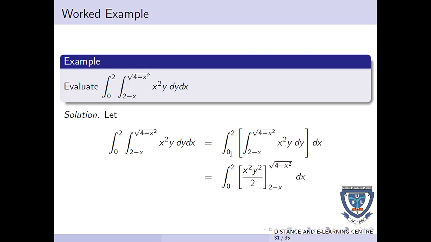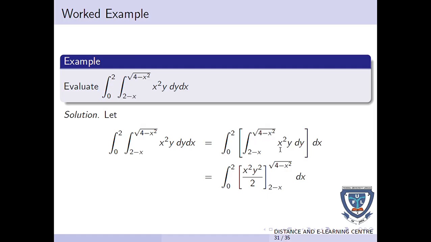I have other worked examples. We should evaluate over the interval 0 to 2 and over the interval 2 minus x to square root of 4 minus x squared of y dy dx. Solution. Let this integral from 0 to 2 and the integral from 2 minus x to square root of 4 minus x squared of y dy dx be equal to the integral from 0 to 2 of the integral from 2 minus x to square root of 4 minus x squared of y dy dx.